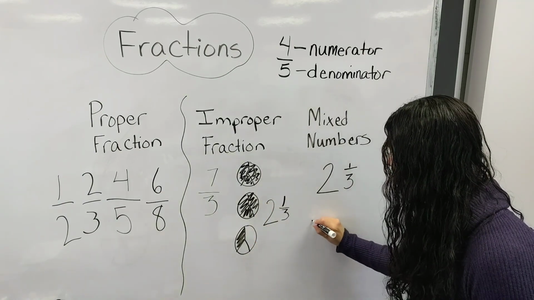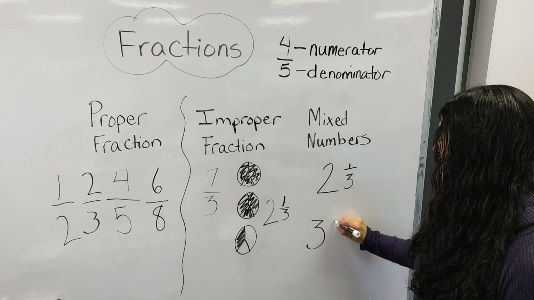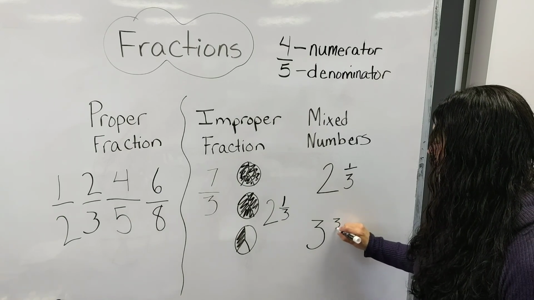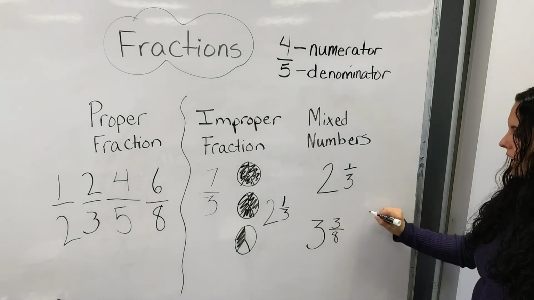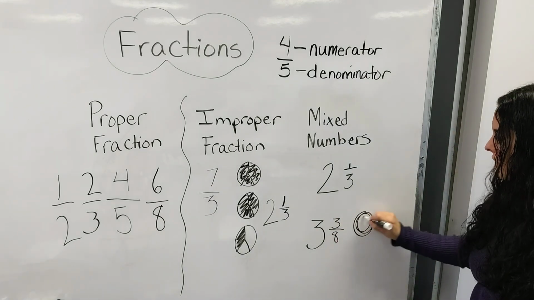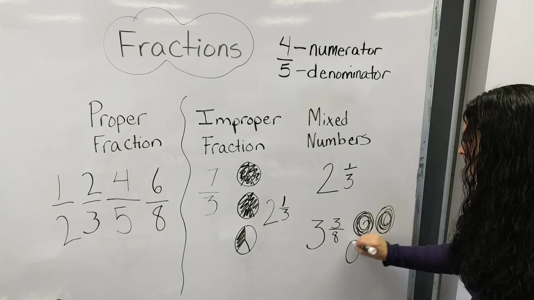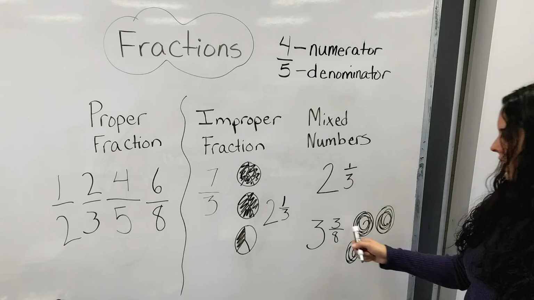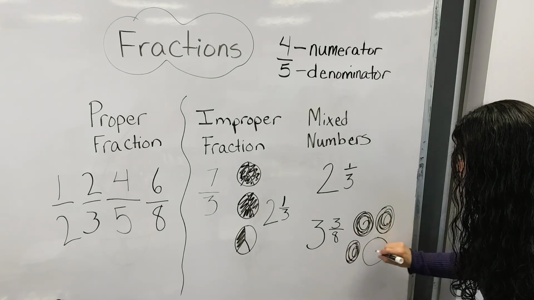So let's do another example. Let's do 3 wholes and 3/8. So 3 wholes and 3/8 would be 3 whole fractions. 1, 2, 3. Now my proper fraction that I would need to draw has to be 3/8.